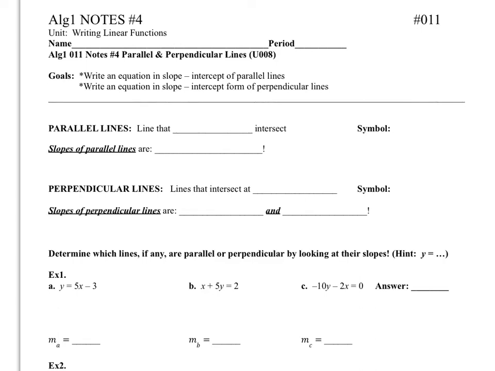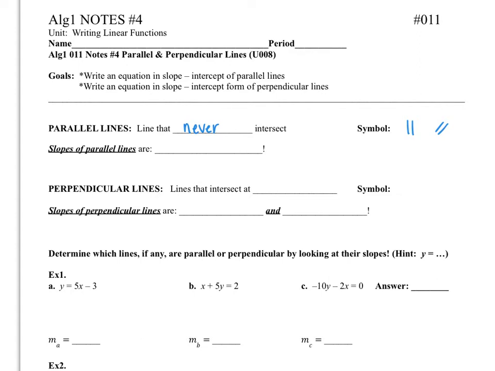In this set of notes, we're going to talk about writing equations of parallel and perpendicular lines in slope-intercept form. Parallel lines, if you remember, are lines that never intersect. The symbol that we use for parallel looks like absolute value bars, but is a little closer together. Every once in a while, you'll see the symbol maybe written in a slanted way.